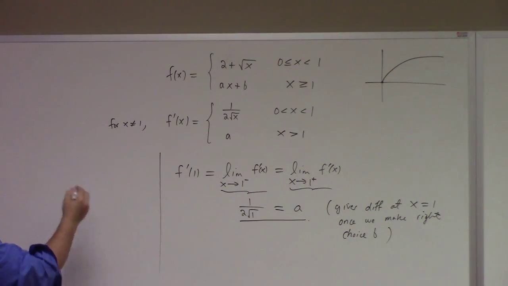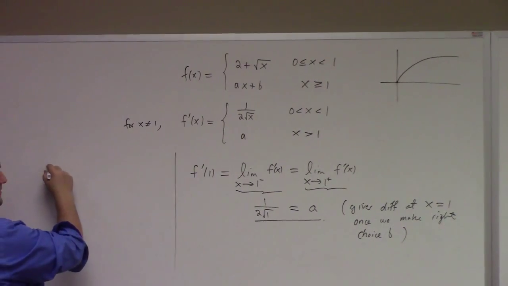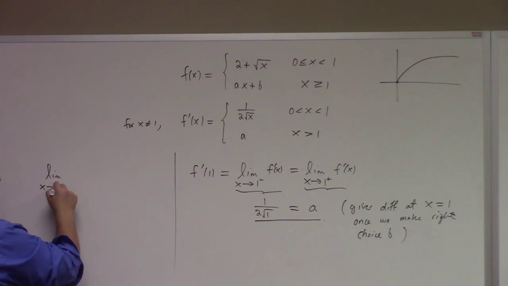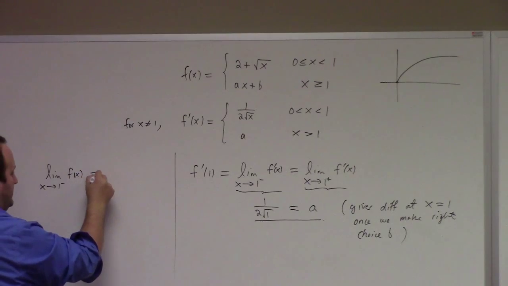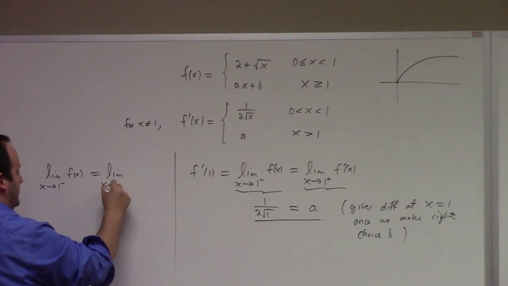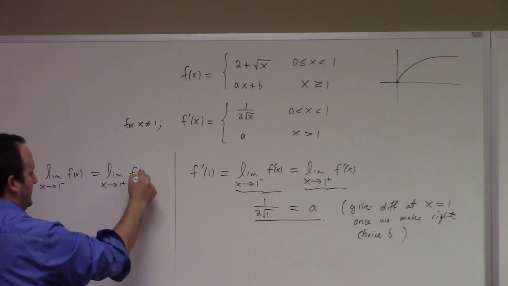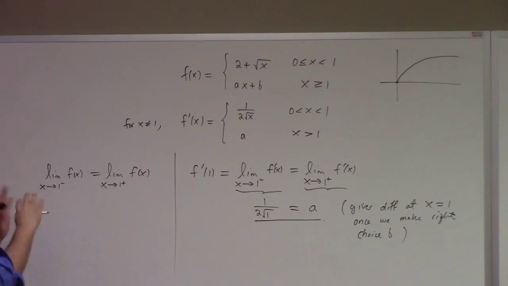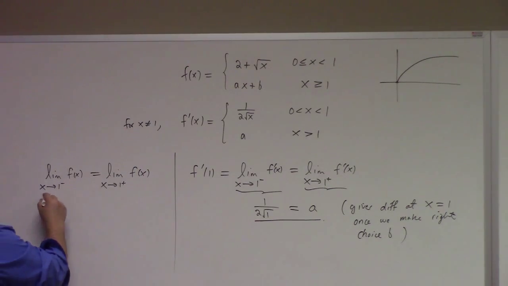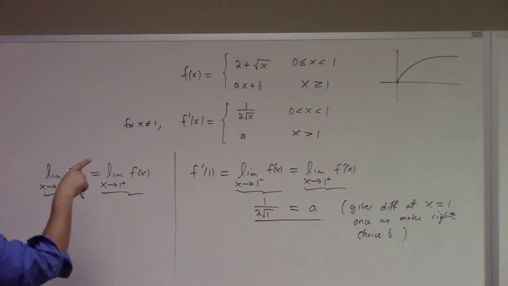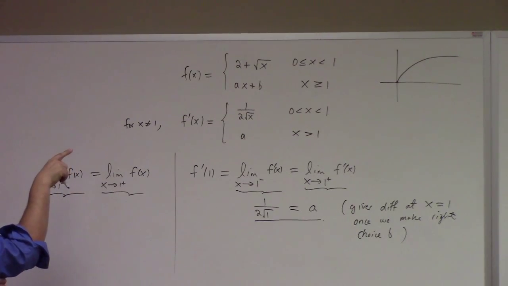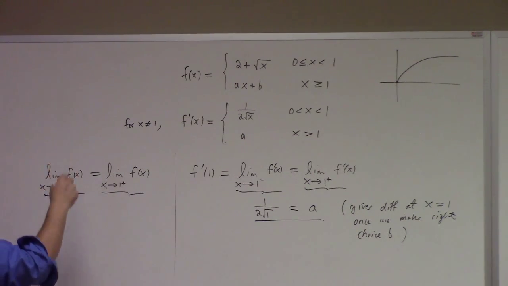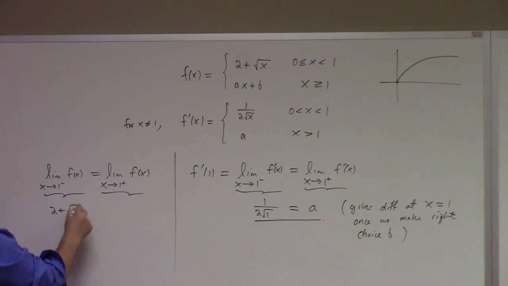Well, I don't know. I need the limit as x approaches 1 from the left of f of x to equal the limit as x approaches 1 from the right of f of x. I need the left and the right limits to match up in order to have continuity there. So look at the formulas. What do we have? From the left, we're working with 2 plus the square root of x, right? So from the left, I get 2 plus the square root of 1 when I take that limit. From the right, what do I have?